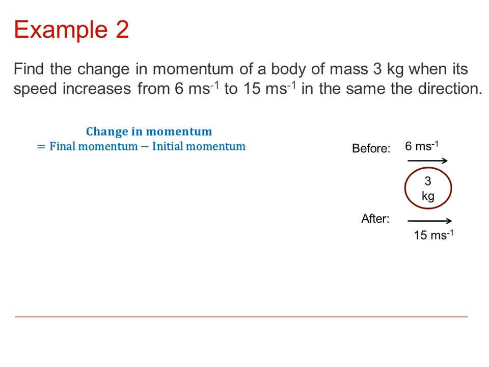And remember then that we said that the change in momentum was the final momentum minus the initial momentum. So if we look at the momentum afterwards, then we've got the mass is 3, multiplied by 15, and we're subtracting from that mass multiplied by velocity beforehand, so we've got 3 multiplied by 6. So therefore we get 45 minus 18, which gives us 27 Newton seconds. Now this is a positive value, so in other words there's a change of 27 Newton seconds in the direction of motion.